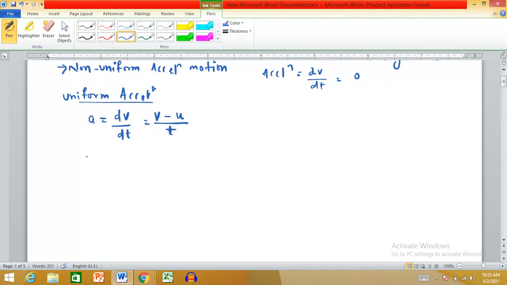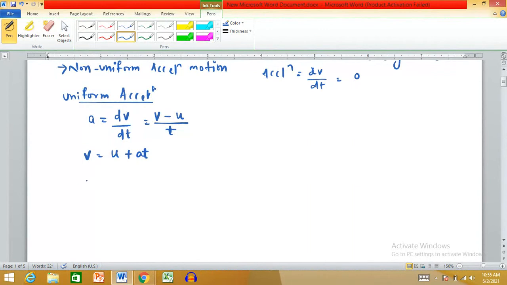And what are the other equations of motion? The first equation of motion is v is equal to u plus at, where v is the final velocity, u is the initial velocity, a is the acceleration or uniform acceleration, you can say, and t is the time.